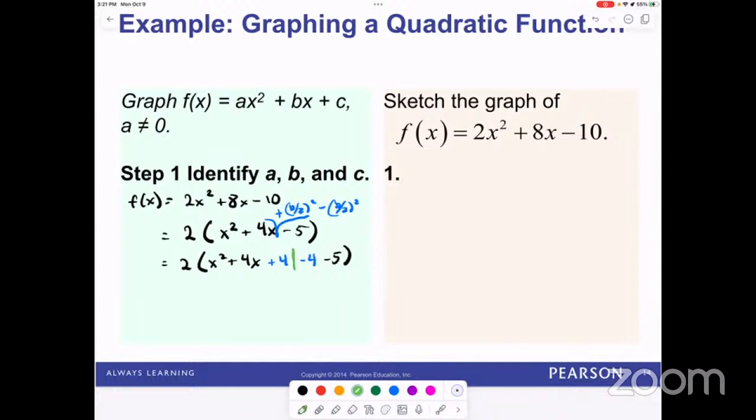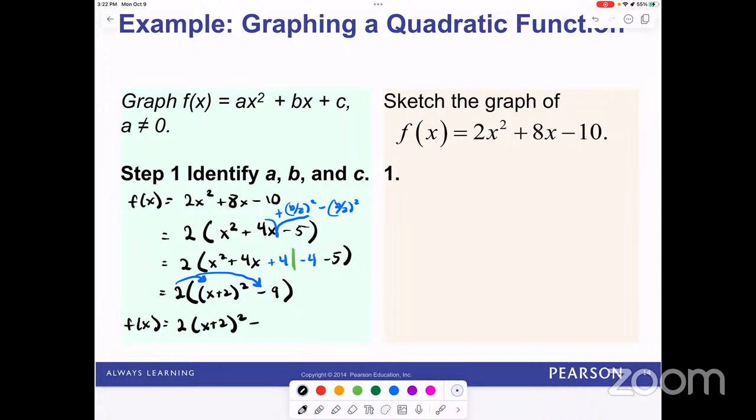Those first 3 terms can be factored, and they could be factored before, but again, I really wanted to just do a demo on completing the square. So if we keep going, 2 times the first 3 terms are going to factor into x plus 2 squared. Minus 4 minus 5 is minus 9. And then if we distribute the 2 properly, we'll finish with 2 times x plus 2 squared minus 18.